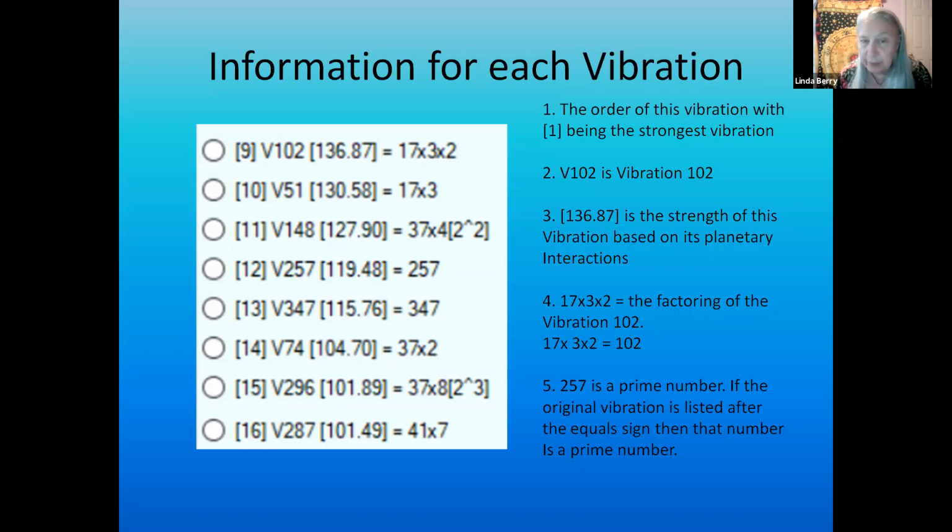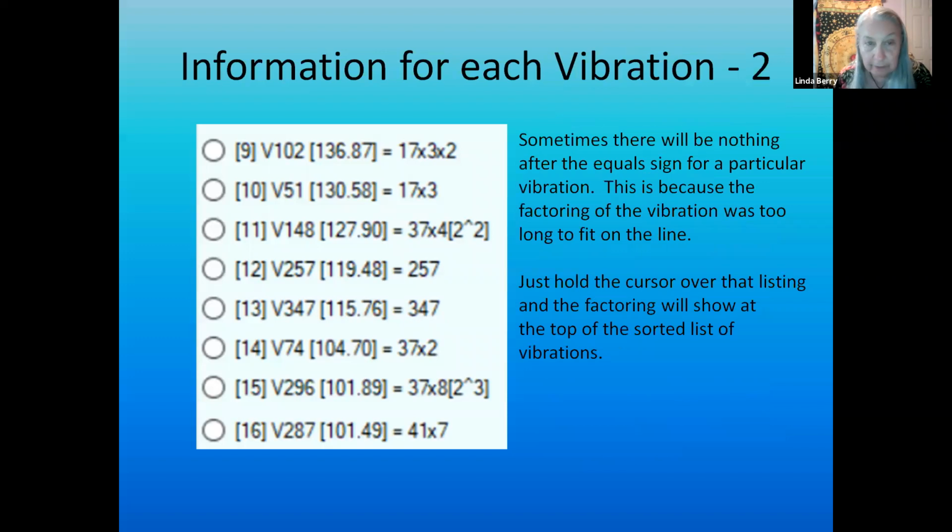The number in brackets next to it is how strong this particular vibration was. And then after the equal sign, you will see a factoring of the vibration if it's not a prime. Notice number 12 has 257. That's because that is a prime number and there's nothing to factor.